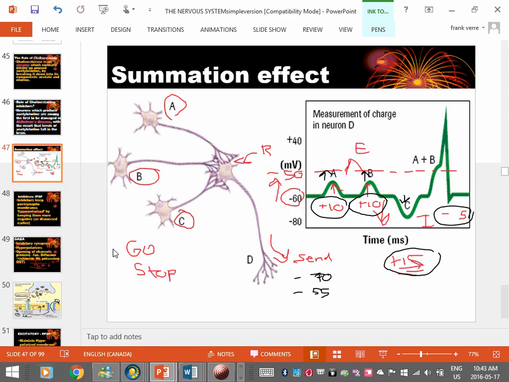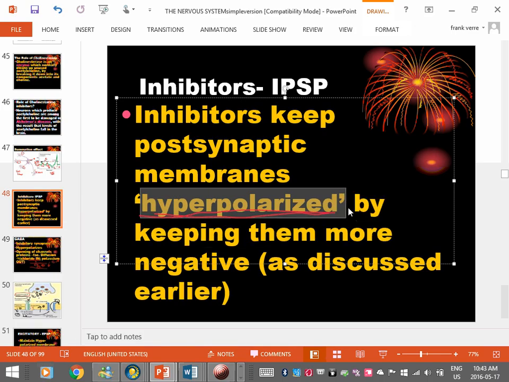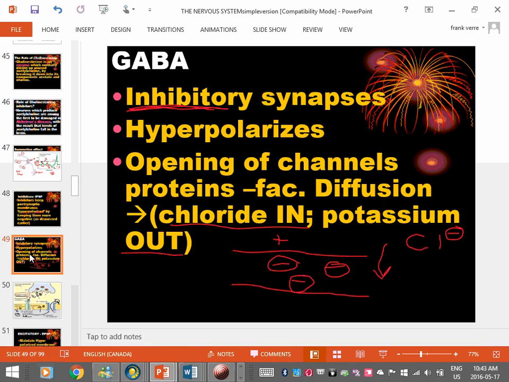So that means we have two types of neurotransmitters. We have ones that inhibit, and what they do is they hyperpolarize the neuron by making it more negative. So for example, GABA. GABA is a neurotransmitter that promotes the entry of chloride.